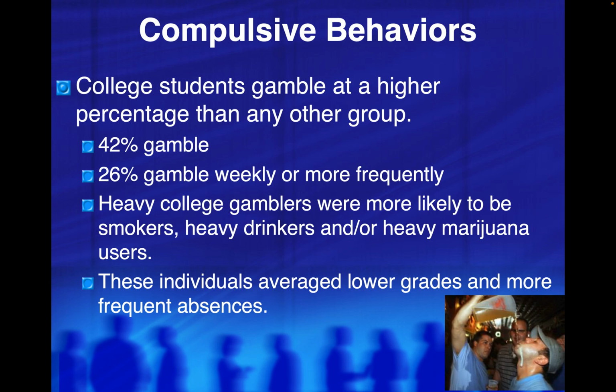College students gamble at a higher percentage than any other group. 42% gamble, 26% gamble weekly or frequently. Heavy college gamblers were more likely to be smokers, heavy drinkers, and or heavy marijuana users. These individuals average lower grades and more frequent absences.